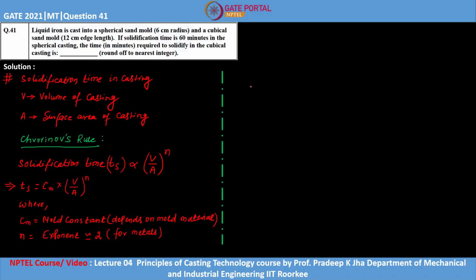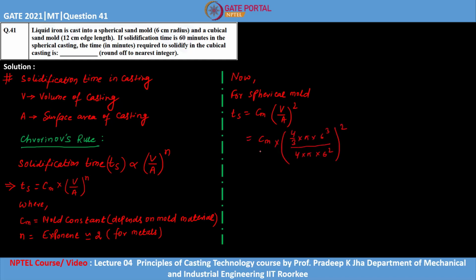Now we will consider first the spherical shape mold to calculate the solidification time, or to establish the relation with the help of this Chvorinov's rule. So for a spherical mold, Ts is equal to Cm into V upon A to the power 2.